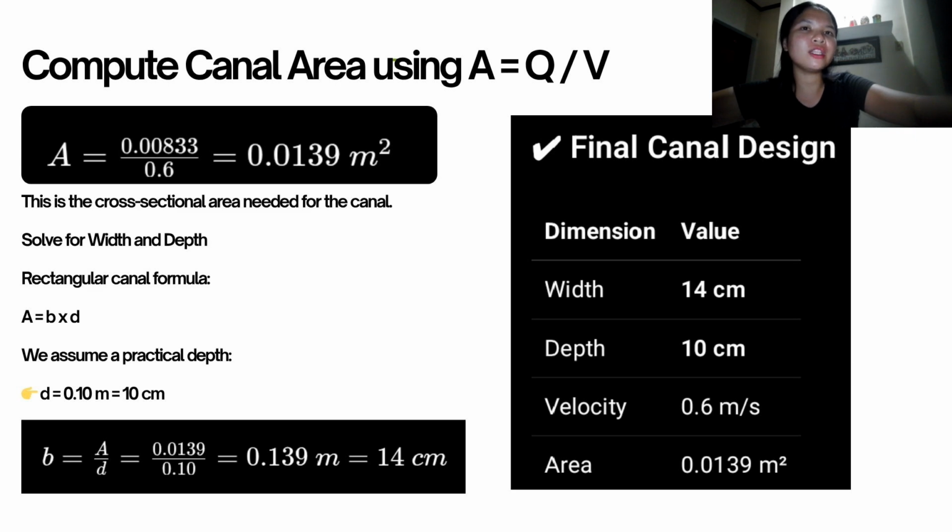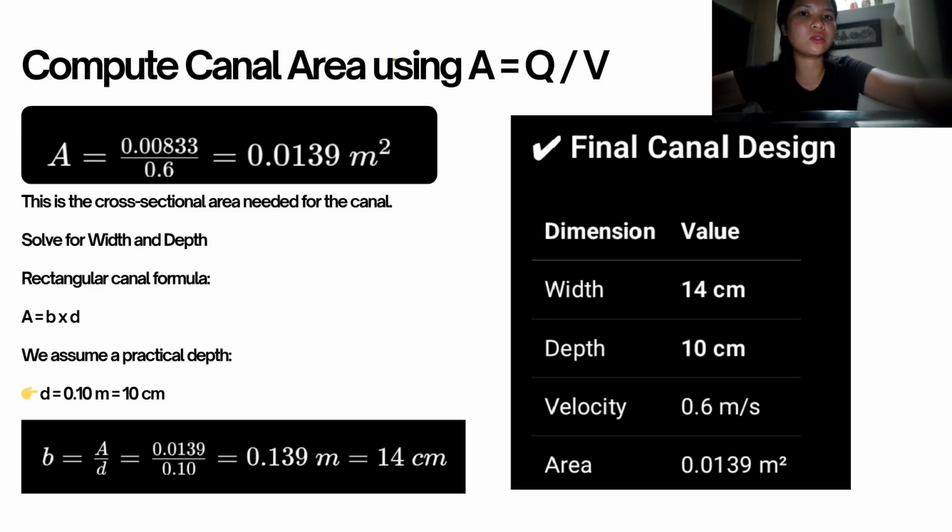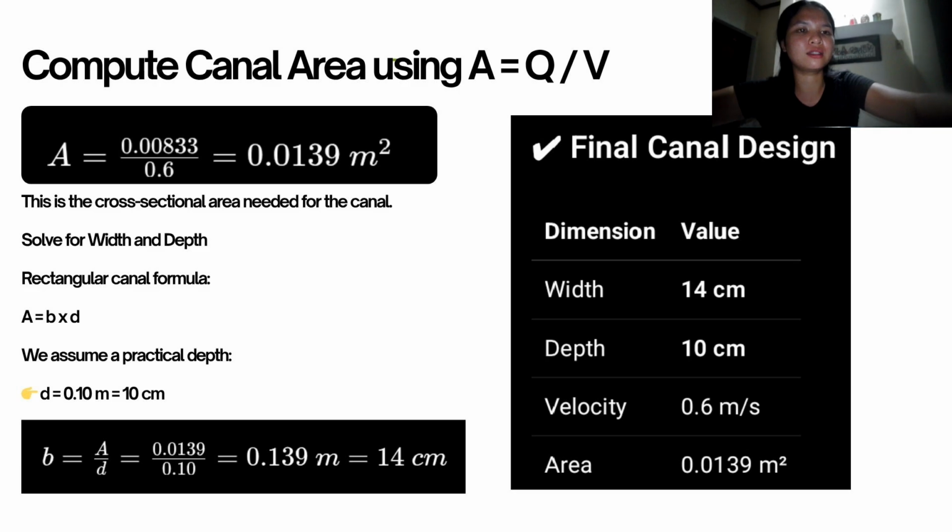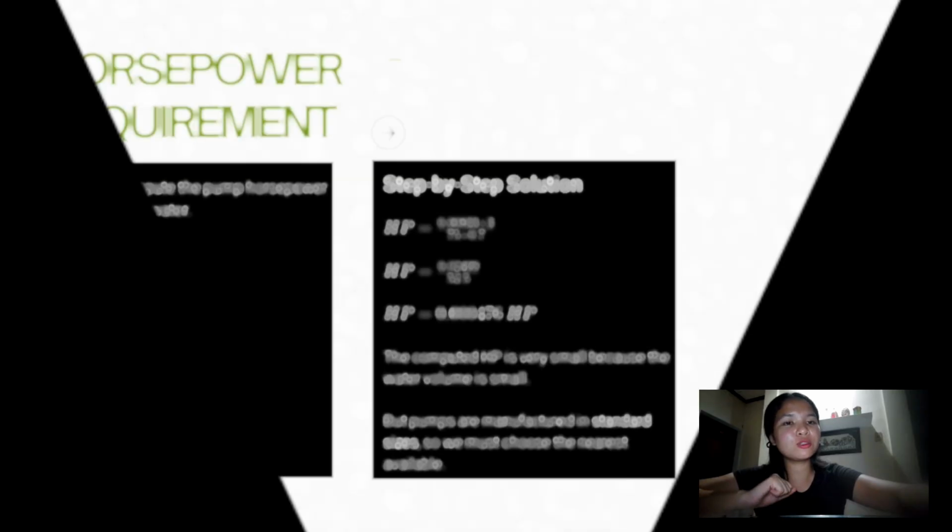So, ang atong final canal design na to is, ang width is 14 cm, and then ang depth is 10 cm, and then ang velocity na to is 0.6 meter per second, and then ang atong area is 0.0139 square meter.